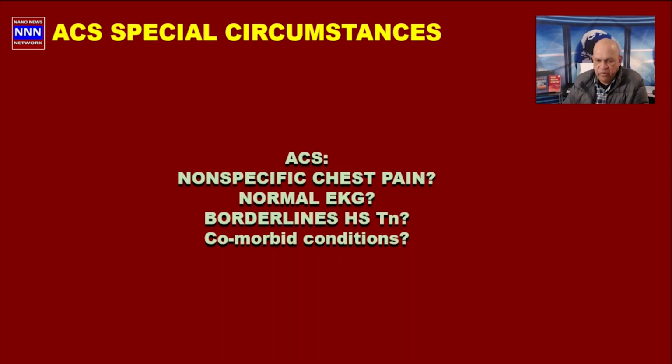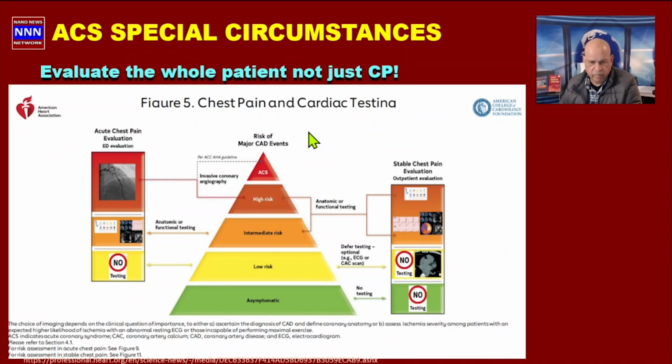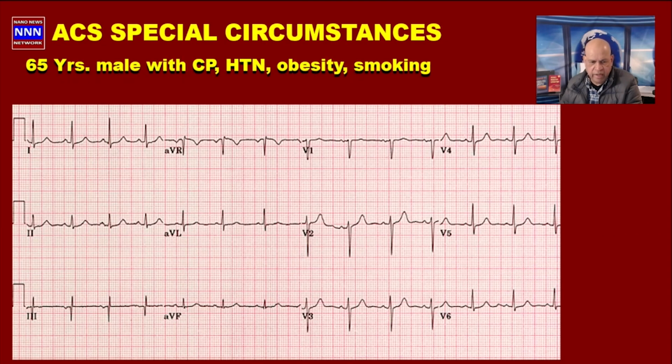Now let's talk about acute coronary syndrome: non-specific chest pain, normal EKG, non-specific chest pain, borderline EKG, borderline high sensitivity troponin, and comorbid conditions. Again, we talked about this risk factor management. You need to assess the risk. Then what do you do when someone presents with chest pain, hypertension, obesity, smoking, and a normal electrocardiogram, and the baseline troponin is normal? What do you do? Do you say, oh, you don't have a cardiac problem?